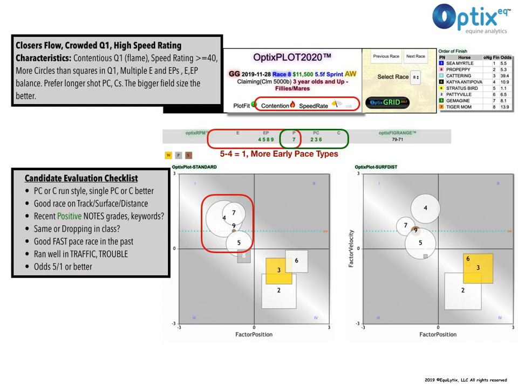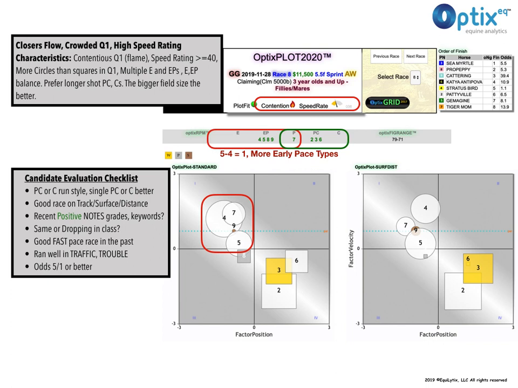Also, an upgrade would be a horse that's overcome traffic or trouble in the past. When you're running from behind, you can run into lots of issues. So this is a positive. A horse that showed grit, showed something to be able to overcome some kind of situation is a positive. So we'll give more of an upgrade.